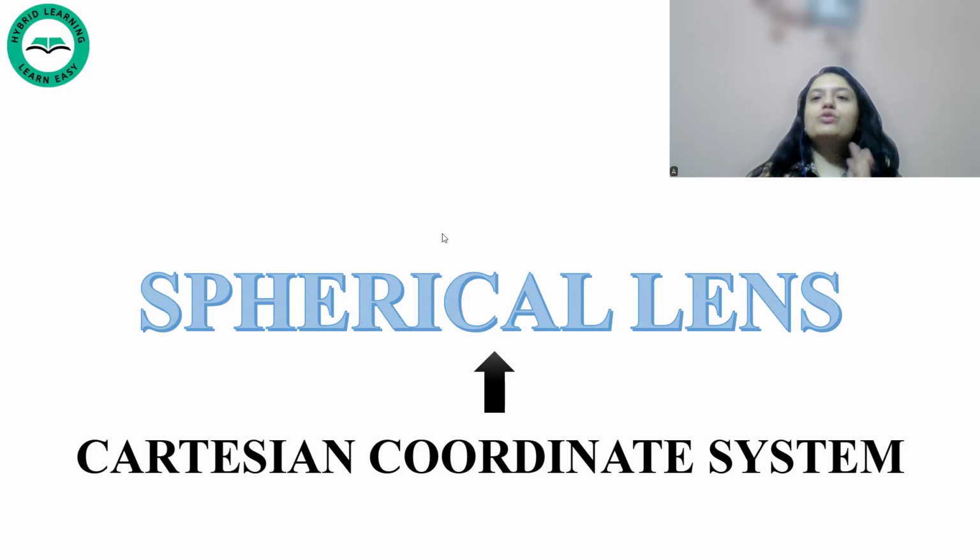So today we are going to continue spherical lens. We are going to look into the topic Cartesian coordinate system. This is very, very important in order to do the lens problems, in order to understand the lens better. Okay, so let's get started.